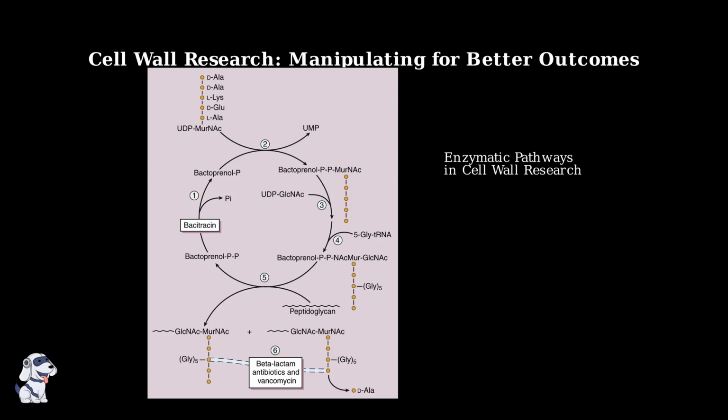Scientists are now focusing their research on the enzymes and processes that build and modify algal cell walls. This research aims to manipulate cell wall structure for better outcomes in biotechnology applications. Cell wall biosynthesis involves complex enzymatic processes. While this diagram shows bacterial cell wall synthesis, similar enzymatic pathways exist in algae. Researchers study these pathways to understand how to modify cell wall composition and structure.